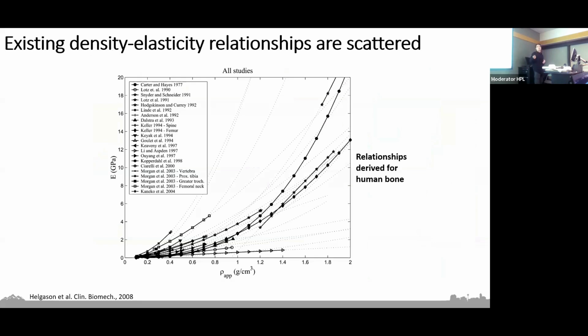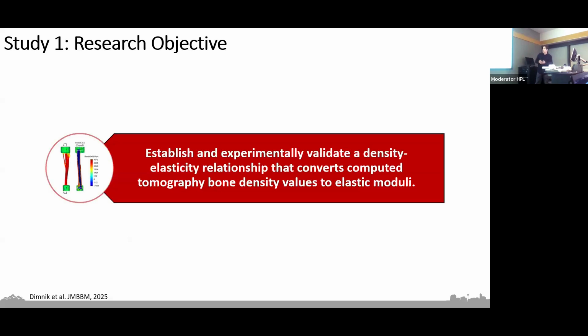But even when we group these relationships by things like the loading and boundary conditions, the specimen geometry, or the anatomical location, you can see there's still quite a bit of scatter. And again, this is for human bone, but when it comes to the rabbit animal model, there doesn't exist any single agreed upon density elasticity relationship, even though it's a really important orthopedic model in biomechanics and is quite commonly used. So the objective of this first study was to establish an experimentally validated density elasticity relationship that converts those CT bone density values into elastic moduli.